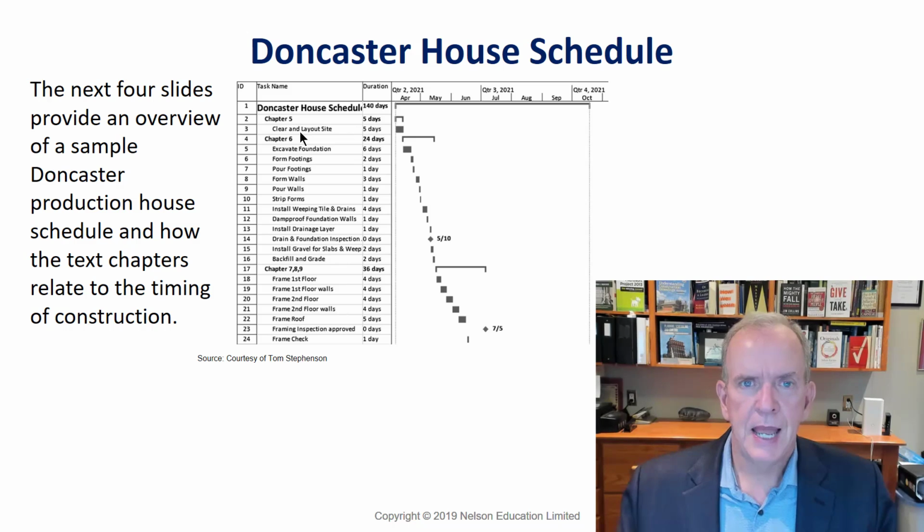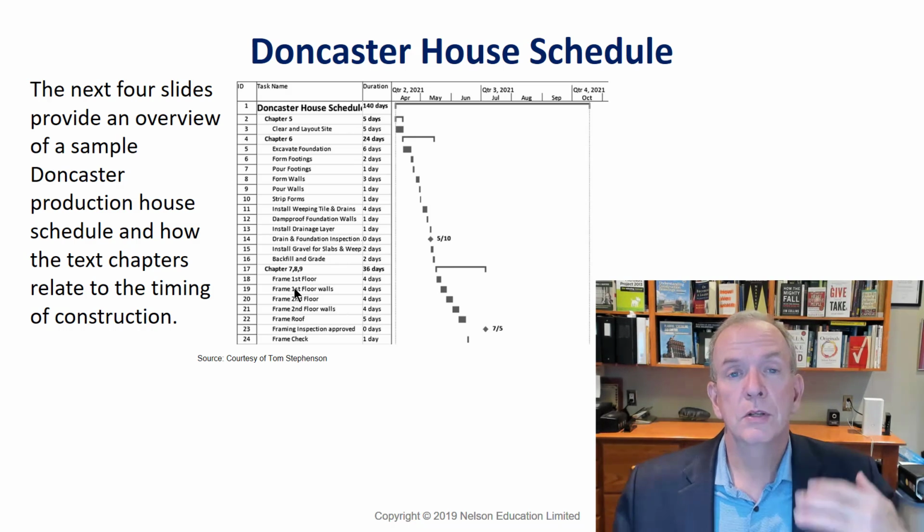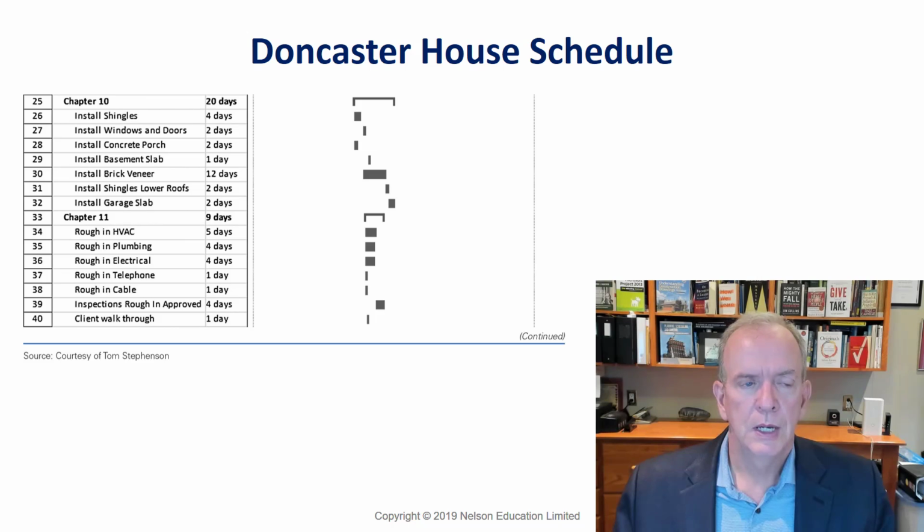Chapters 7, 8, and 9, we're going to be looking at framing. And so this is just a representation of a Gantt chart, but it's kind of showing you how things are constructed in a house and then what the chapters are actually referring to. So 7, 8, and 9, we're going to be looking at the structural elements of the house. That's part of the superstructure, what's above ground. So framing walls, framing floors, framing roofs.